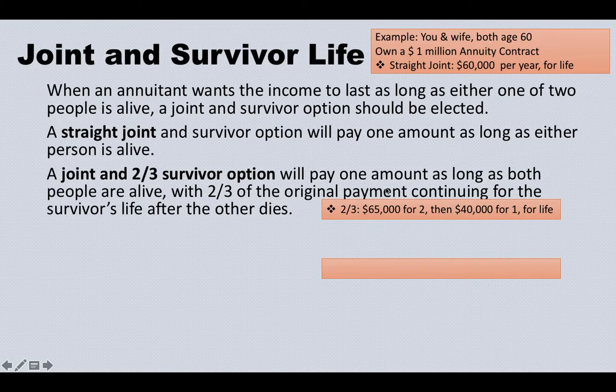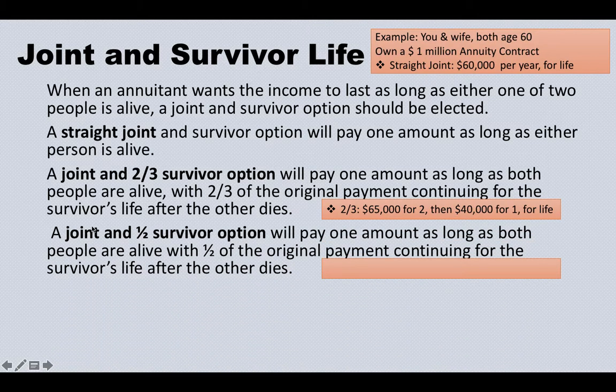You can see $65,000 is a little higher than the straight joint, because this one is going to be reduced when one is alive. So the original amount should be a little higher than the straight joint.